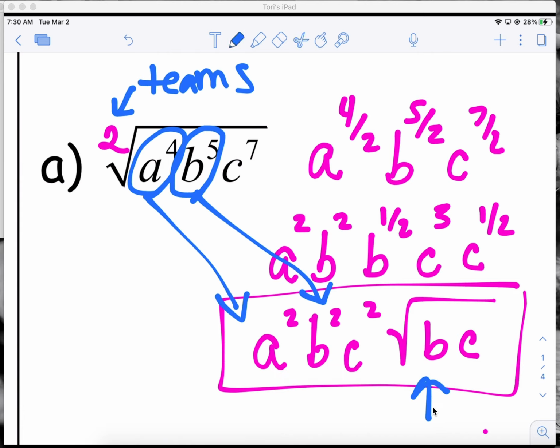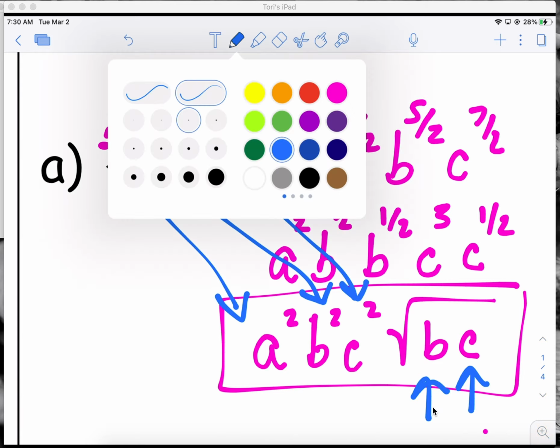Same thing for C's. If I need to make teams of 2 and I have 7 C's, I can make 2 full teams, and there's 1 C inside that didn't make the team. Either way, that boxed answer is your final step. I don't care which way you get there. All right, let's go to the next one.